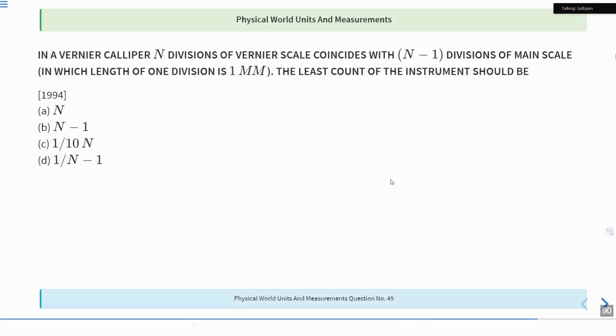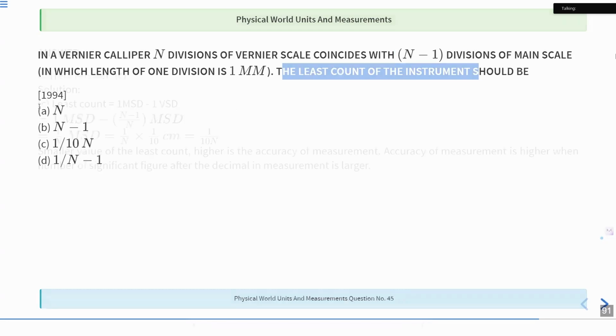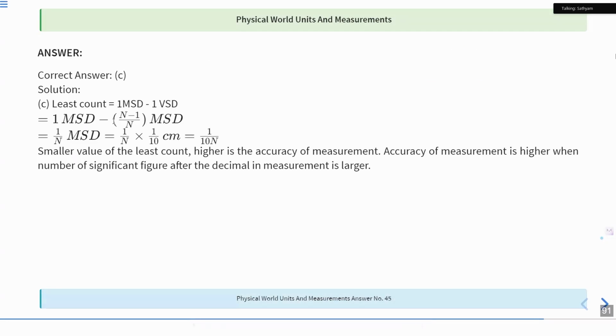Vernier caliper question. So n divisions are coinciding with n minus 1 divisions in the main scale. Okay, the least count. So 1 VSD is equal to n minus 1 by n into MSD, right? Correct. So 1 by n into MSD is the least count.